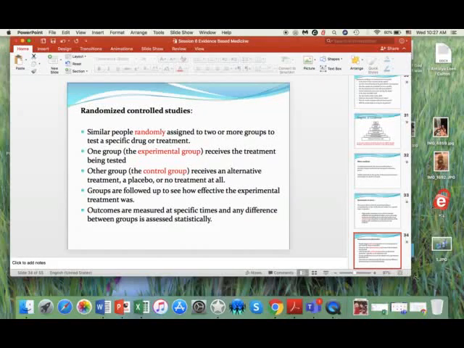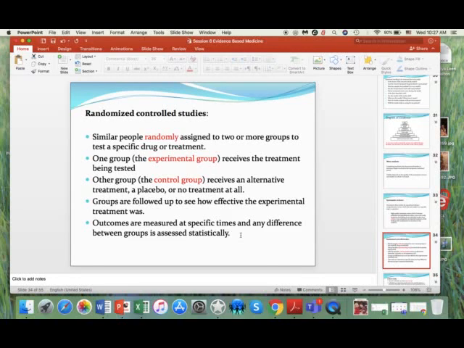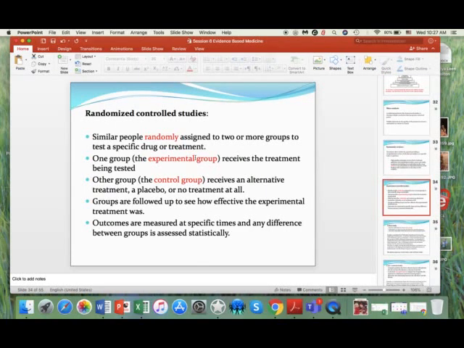The outcomes are measured normally at a specific time that's generally decided at the beginning of the study, and then any difference between the groups is assessed statistically. So the main thing here is these group people, like there's 100 people, you don't pick them based on a certain characteristic. You just randomly assign them to the two groups. So maybe these people all have colon cancer, and then we just give some people a medicine versus other people we do a surgery, and then we follow them up to see how they're doing.